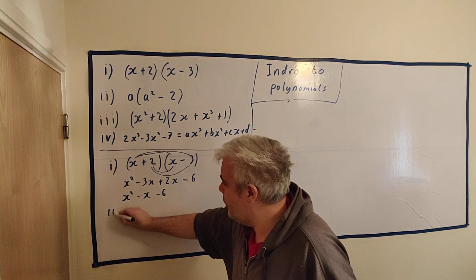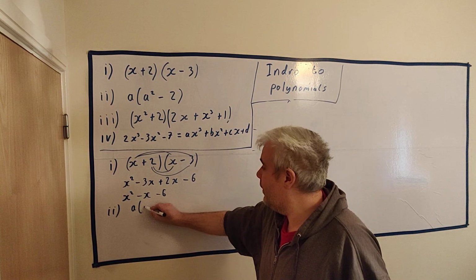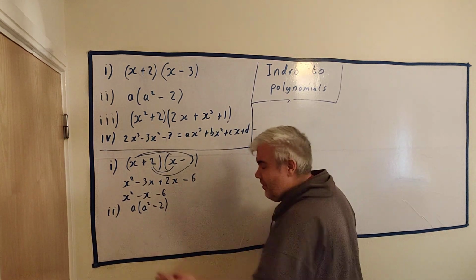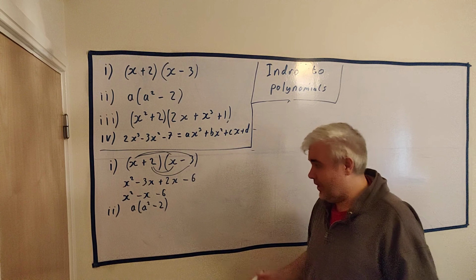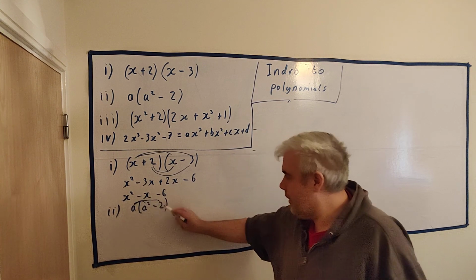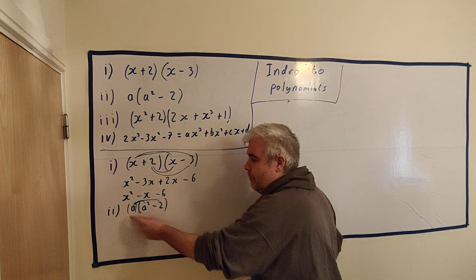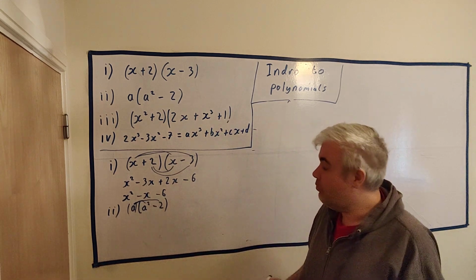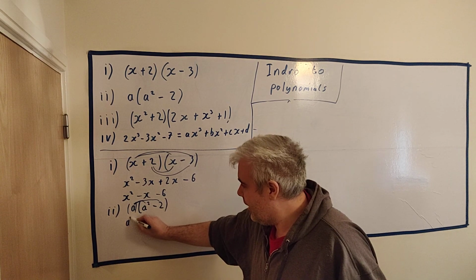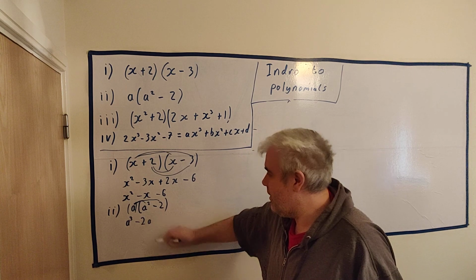Let's do number 2. Plenty of room down here to do it. We have a squared minus 2. No difference that they're x's or a's. They're just something. We multiply this out. Everything on the left, everything on the right. Just happens there's only one thing on the left. 1 term, 2 terms, 1 multiplied by 2. We should get 2 terms as an answer. A by a squared is a cubed. A by minus 2 is minus 2a.